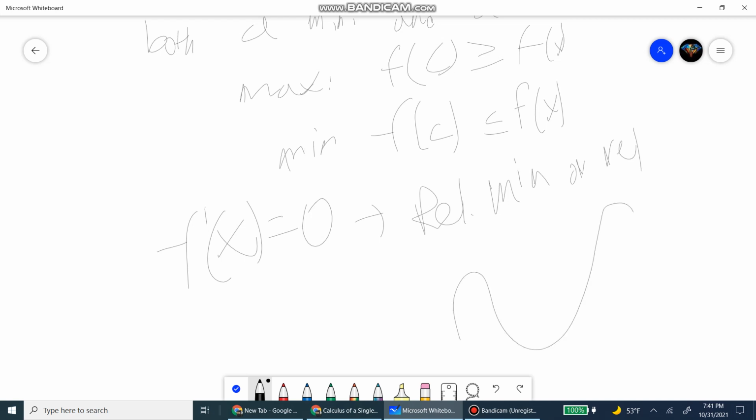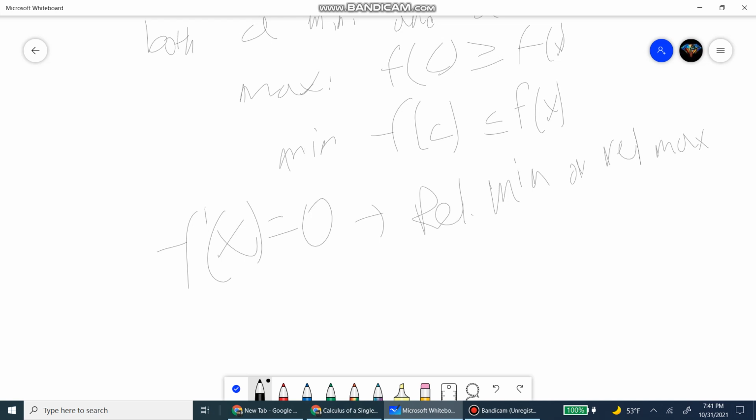Let's say this is your graph, where this is your min and this is your max. Now look at these relative min and max. They have horizontal slopes. The slope is 0. Basically, it's changing from increasing to decreasing, or decreasing to increasing. So you find the derivative, set the derivative equal to 0, and whatever x value you get is the x value at which there is a relative min or max.